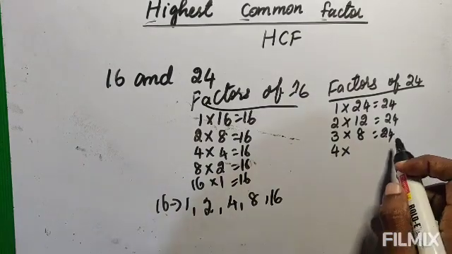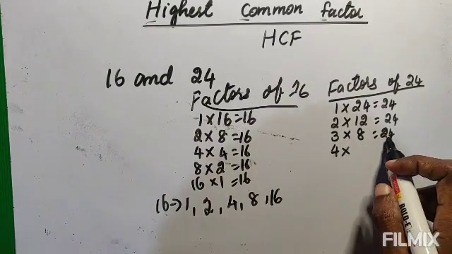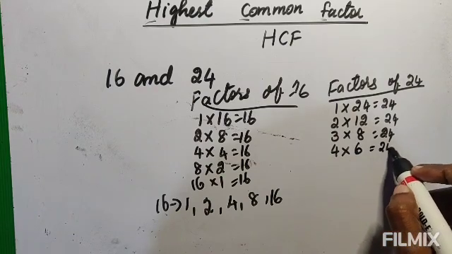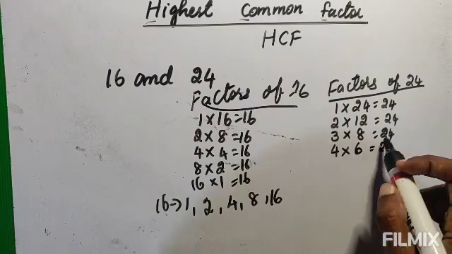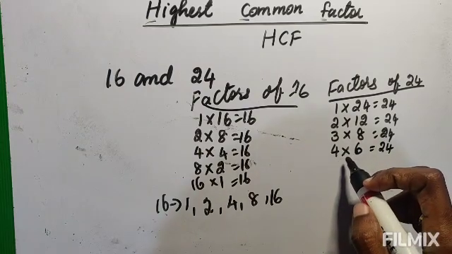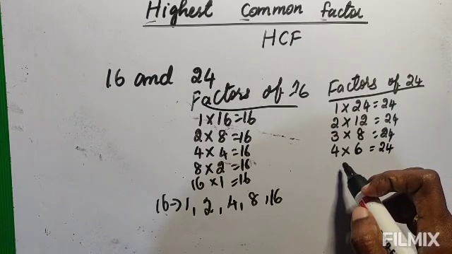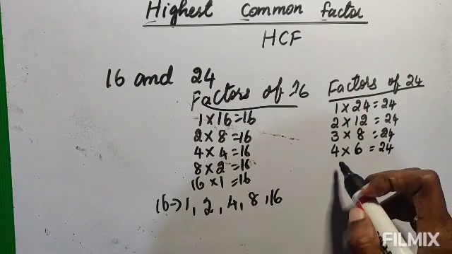It is an even number, so 4 can also divide. 4 sixes are 24. 5, an odd number, will not divide here, because 24 is not ending in 0 or 5.